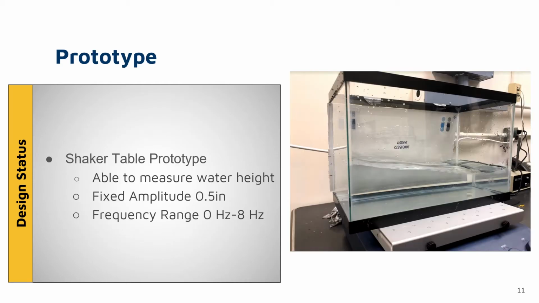Our functioning prototype 1 is pictured here. Using the pre-constructed linear shaker table, it allows us to take experimental data and compare it to our simulations. Unfortunately, this prototype has a fixed amplitude of 0.5 inches, which really limits our testing. Also, the shaker table has a weight limit, which does not allow us to fill the tank over half full. These limiting factors drove us to create prototype 2.